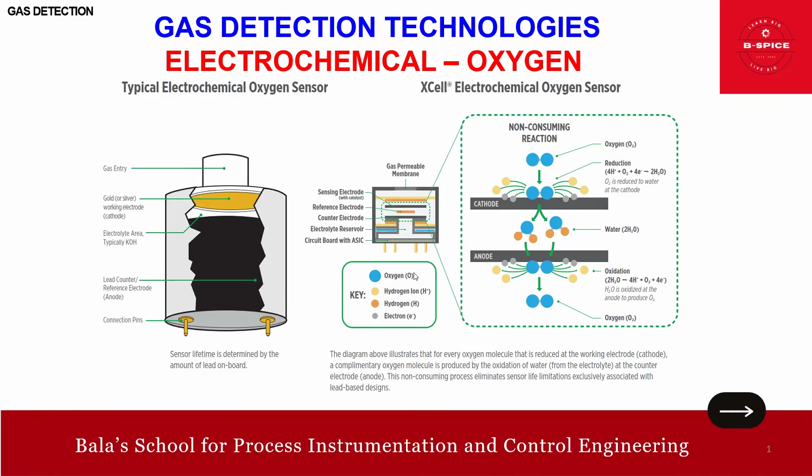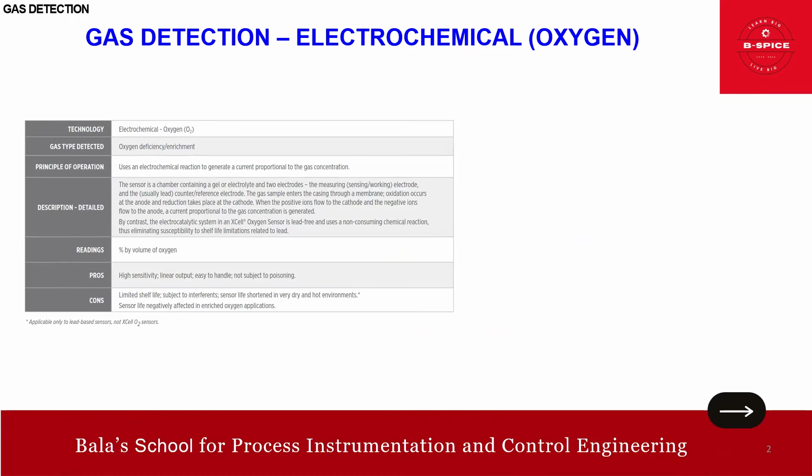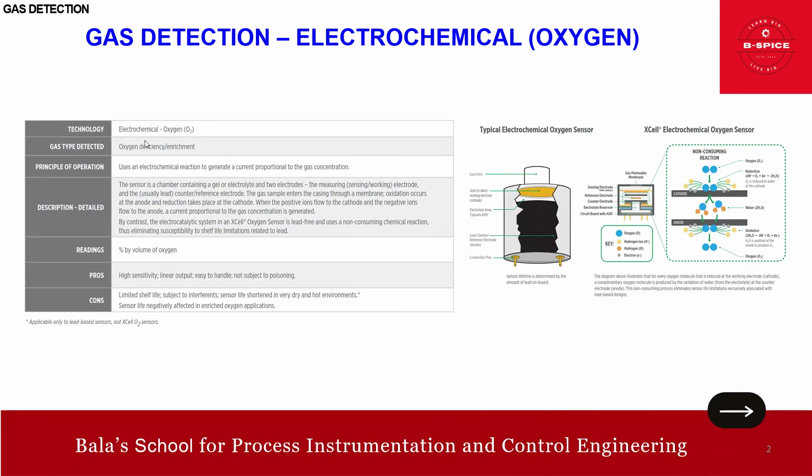This is the look and feel which we'll be dealing with in detail in the subsequent slides. When we talk about electrochemical, it's electrochemical technology used for oxygen measurement. What type of gas is detected? Oxygen deficiency and enrichment. Then what's the principle of operation? It uses the same electrochemical reaction to generate a current proportional to the gas concentration, similar to the electrochemical toxic. The sensor is a chamber.